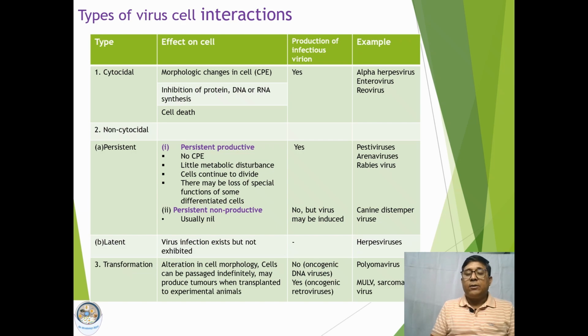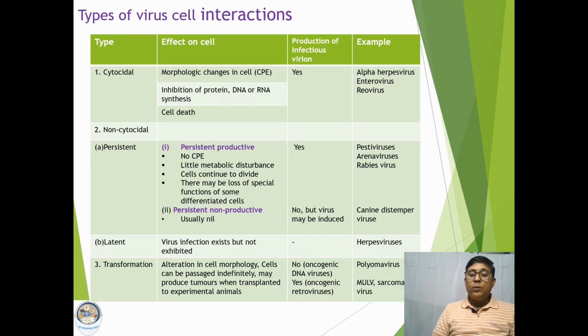Now coming to the actual topic, types of virus-cell interaction. When a virus infects a particular cell, there may be three types of interactions between the virus and the cell. The first type is the cytocidal type of interaction. We have already discussed what cytocidal infection is.